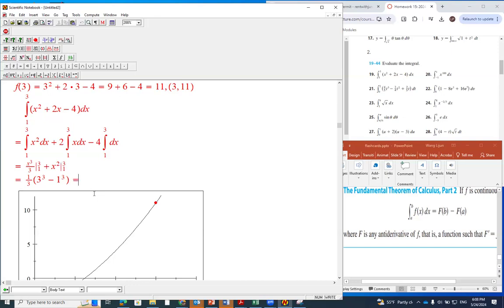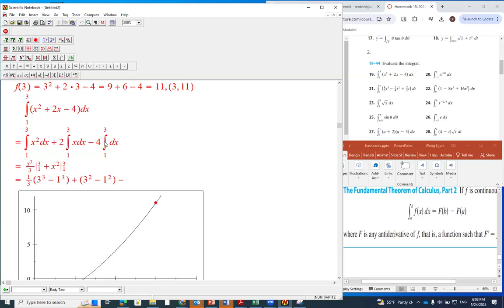Okay, so the next term we get 3 put in x squared, that's going to be 3 squared, subtracting 1 squared. So we're applying that Fundamental Theorem of Calculus part 2 one more time.